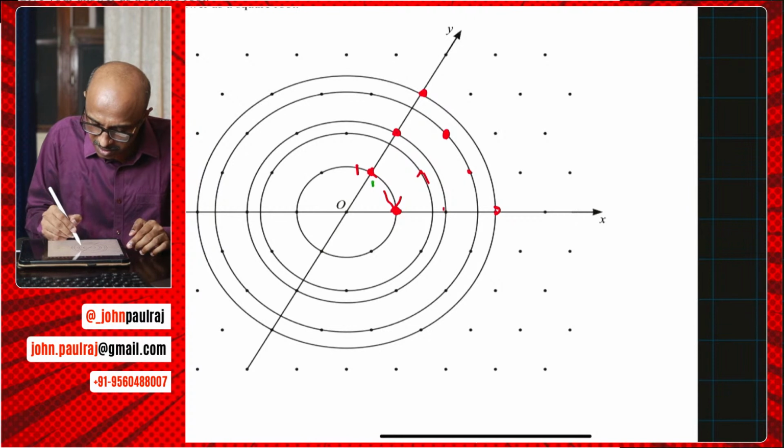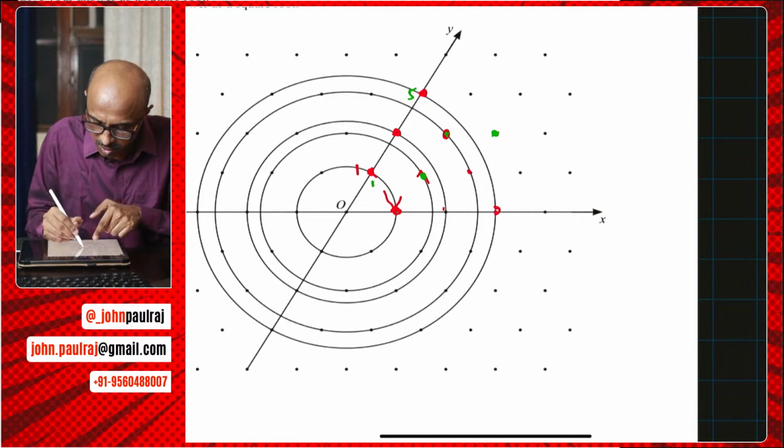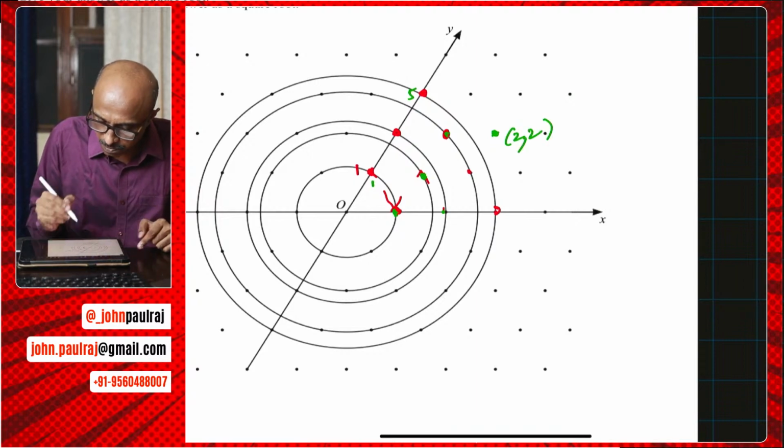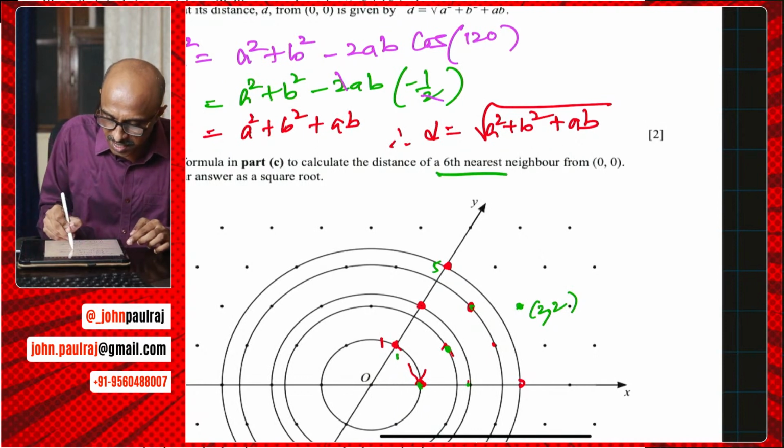So let's look at the pattern here, how the points go. This is an even number, this point is here, this point is here, this must be the sixth one, this is the fifth one, right? This must be the sixth one. So this point has coordinates. Let's count. This is 1, this is 2, so this is 2, comma 2. All right, 2 comma 2. And what did they say? They said use the formula. We're using that formula to calculate the sixth nearest neighbor from 0, 0.